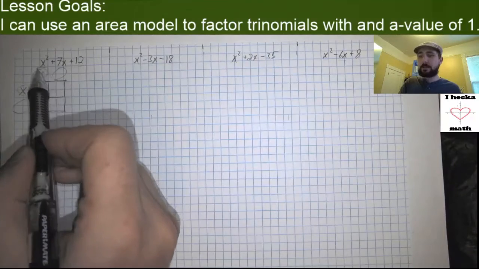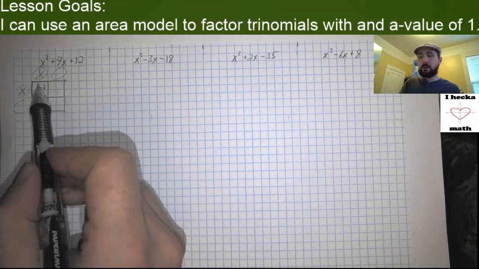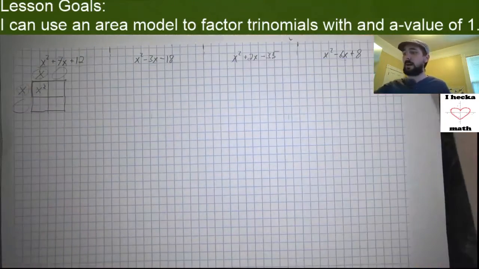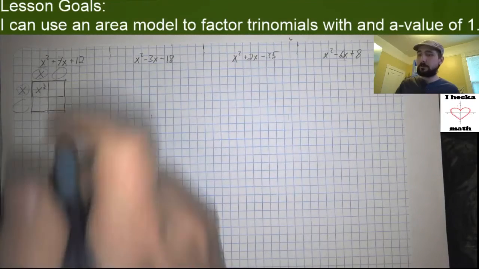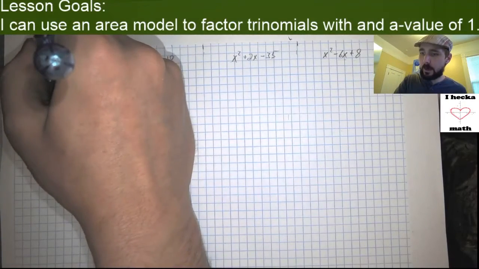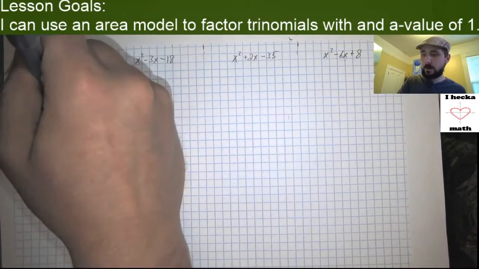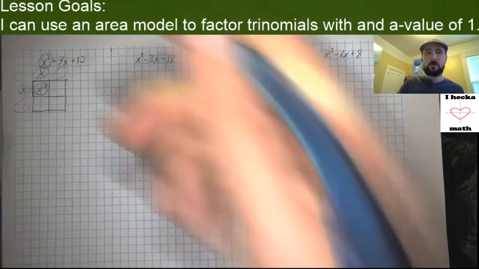So we see the x squared in the trinomial goes in this box right there. Let me circle that for us. The x squared of the trinomial always goes right there.